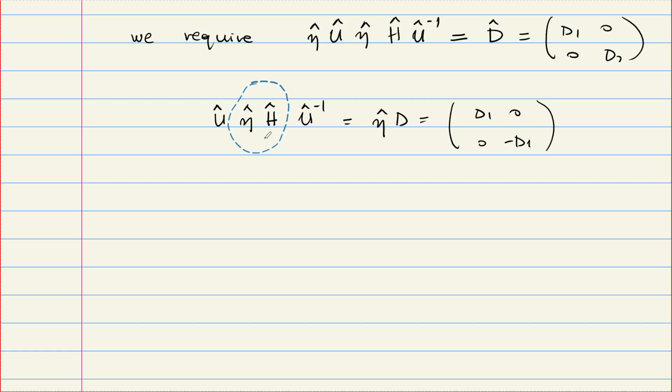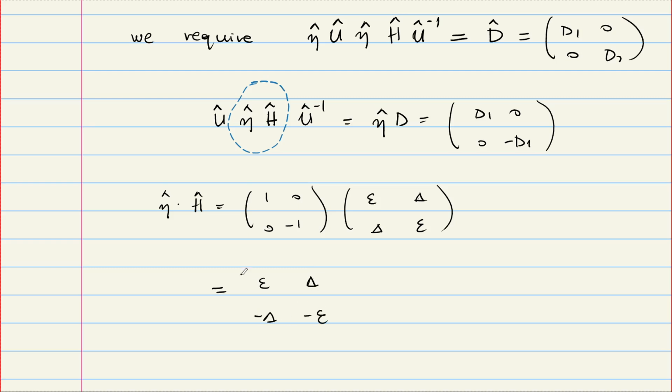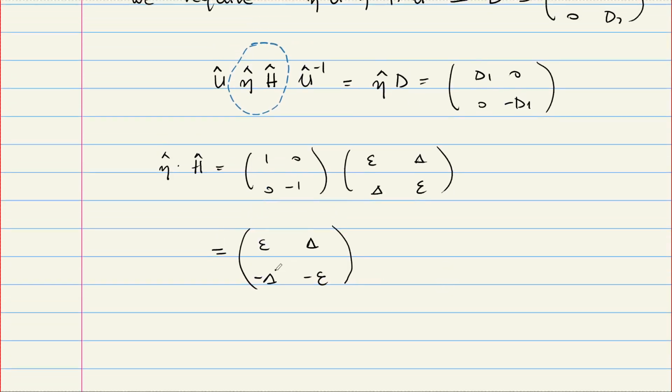And let's write this eta times h and see what it is. Eta is 1, 0, 0, minus 1, and h is epsilon, delta, delta, epsilon, and this is going to be epsilon, delta, minus delta, minus epsilon. Not too bad. So we have to diagonalize the Hamiltonian by putting minuses in the second row.